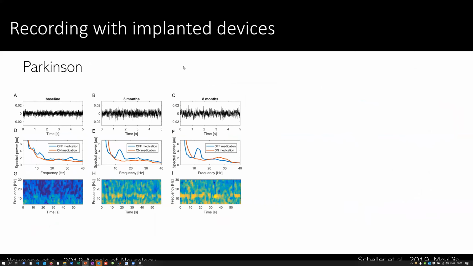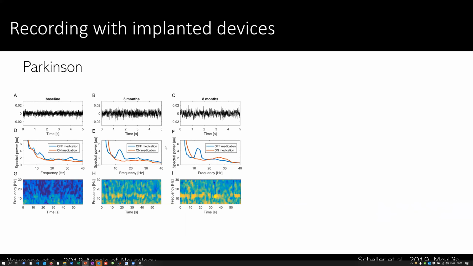Now, if we want to use these electrophysiological signatures of disease-specific aspects, we need to be able to record them continuously. And we have performed pioneering work with the first devices that can record activity while implanted completely under the skin, devices that allow recording of activity for the first time.